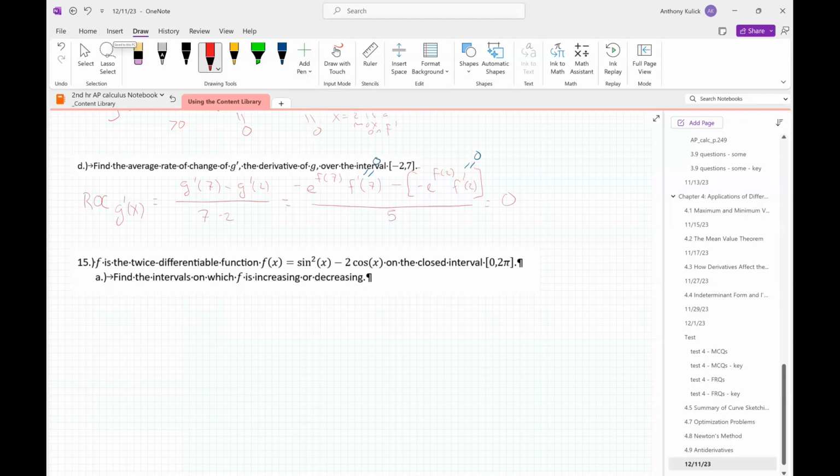Okay. So if I'm looking for increasing and decreasing, I need the first derivative. So what's the derivative of sine squared x? That's a chain rule. So 2 sine x cosine x. Am I just looking at the wrong version? Yeah, you are. Okay, whatever. It's cosine squared x. Yeah, that's how the rest goes.